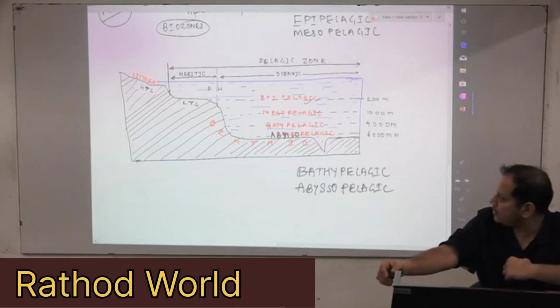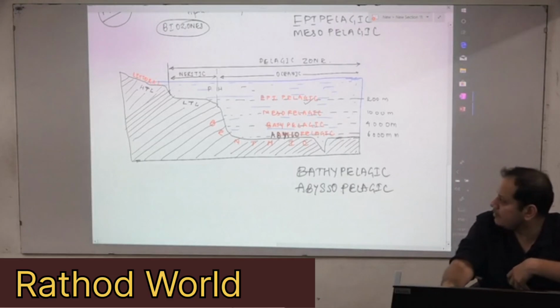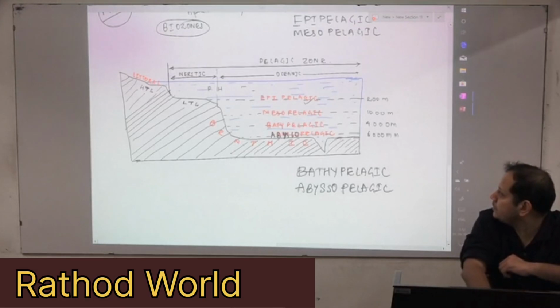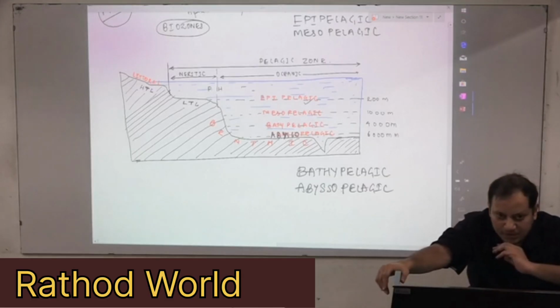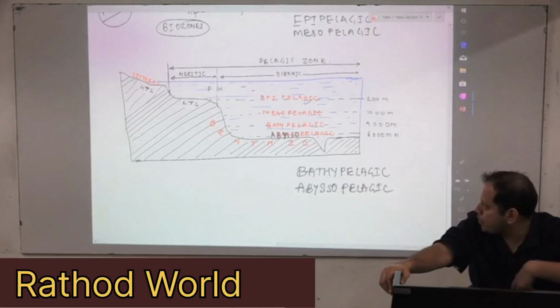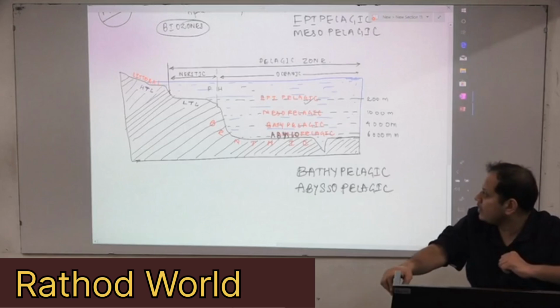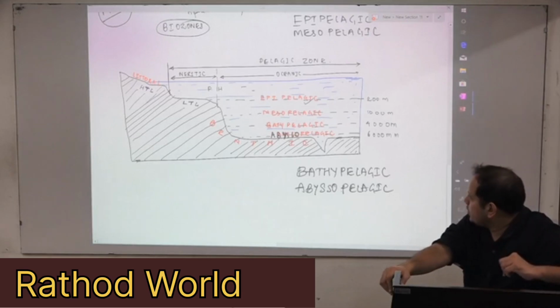Next, bathypelagic. From 1000 to 4000 meters. It is an aphotic zone.